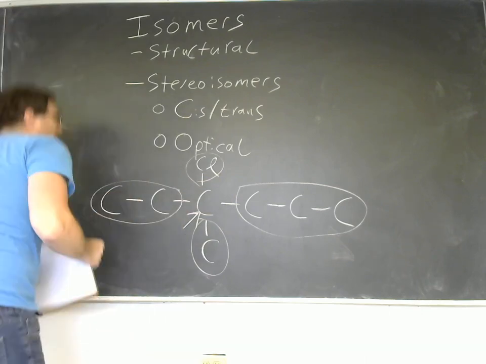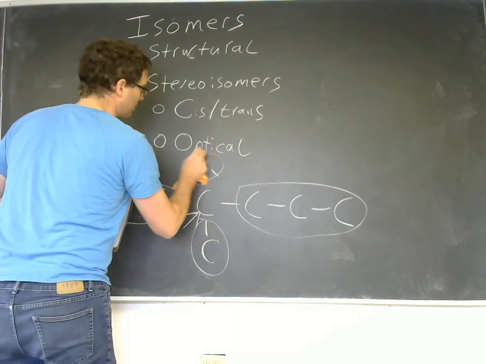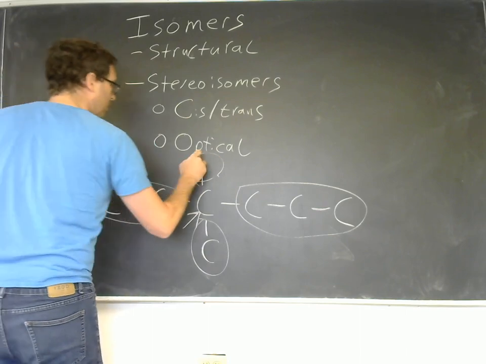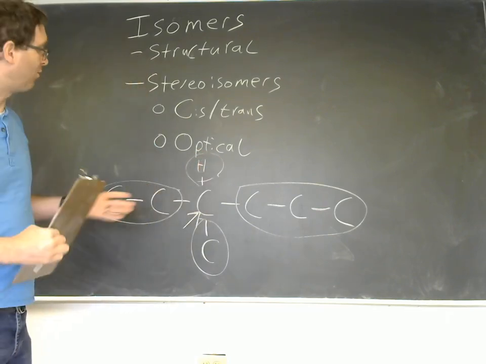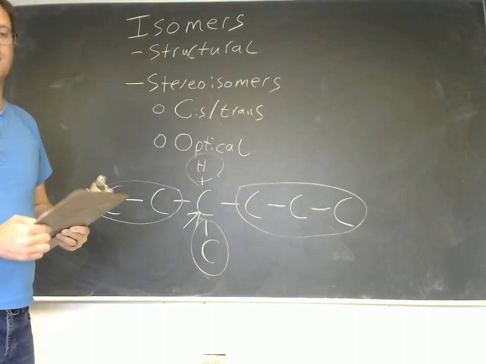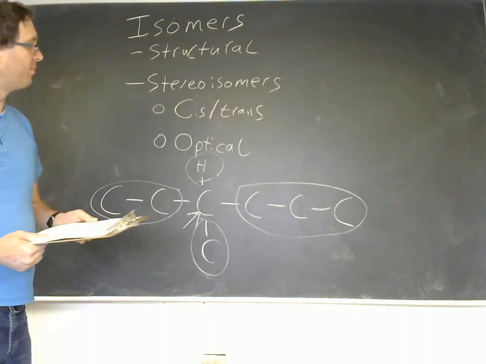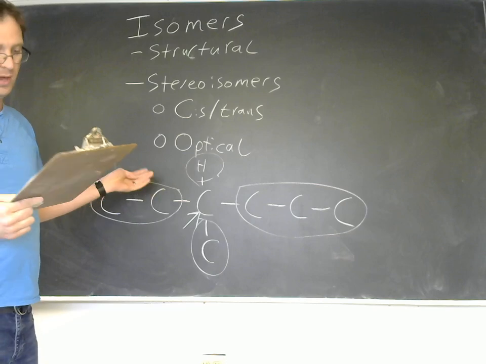And in fact, you don't even need the chloro. If this were just a hydrogen, that would also be a unique group. And so 4 unique groups bonded to the same center makes this an optical isomer.